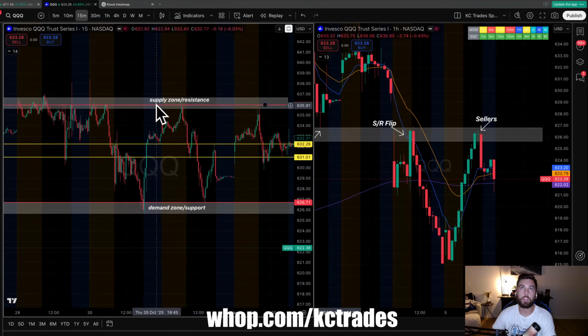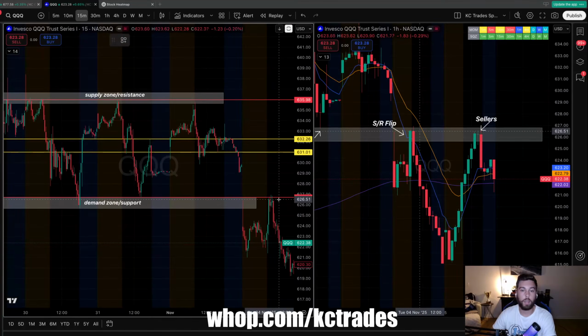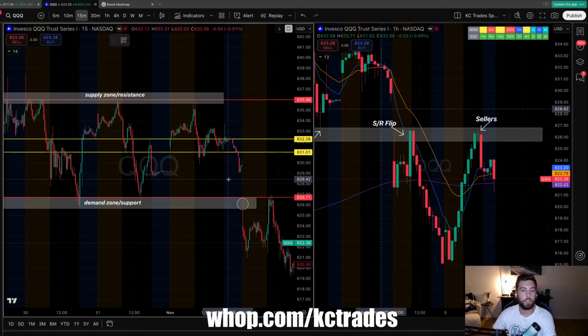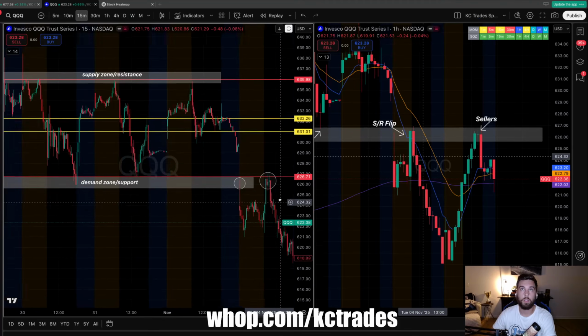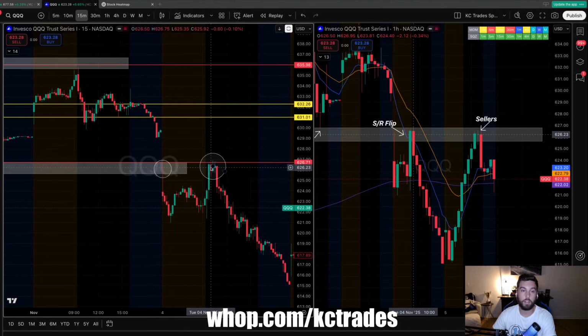Every time big reactions happen up here, I go short. Every time big reactions happen down right here, I go long until you get a break and close above or below one of these two where it does the SR flip. Go over to QQQ. What do you see happen here? Bounces back up, retest, rejection, right? This is Tuesday. This is yesterday right here.